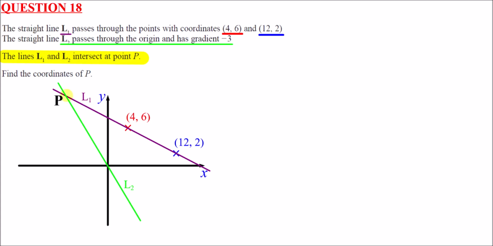Now, all that remains for us to do is to find algebraically what point P will be. Let's first of all consider then the line L1. So for L1, we know 2 points. We know 4, 6 and 12, 2. So we can work out the gradient. The gradient of L1 is the change in y divided by the change in x, as the gradient is for any straight line in fact.